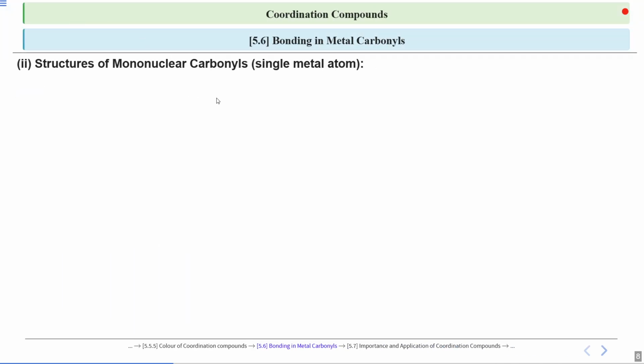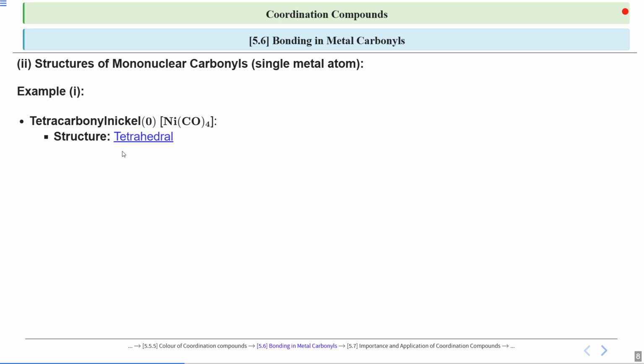Structures of mononuclear carbonyls. Mononuclear carbonyl means a single metal atom will be there. So let's take the example. The first example will be tetracarbonyl nickel(0), Ni(CO)4. So its name will be tetracarbonyl nickel(0), and its molecular formula will be Ni(CO)4. CO is the carbonyl ligand. So this is a mononuclear carbonyl, a single metal atom carbonyl, where the metal atom, that is nickel, is only one.